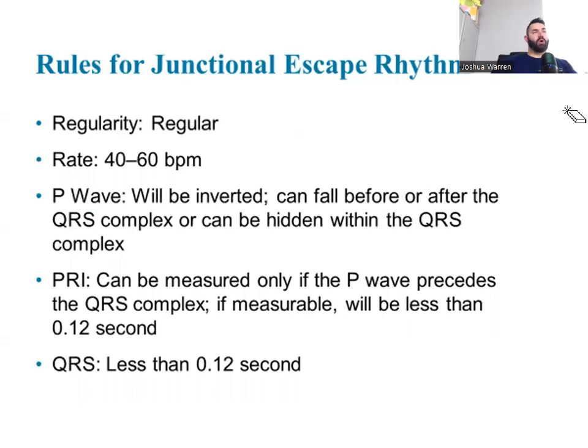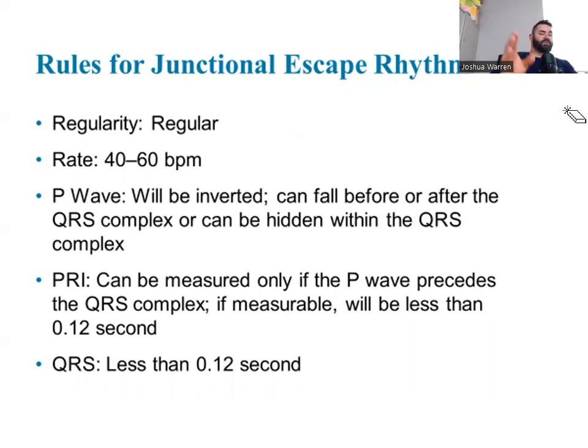Look, regularity. The junctional rhythms are regular. The rate for a junctional escape is 40 to 60. Now, this is very important: the differentiation you will have for junctional escape, accelerated junctional, and junctional tach is the rate. At 40 to 60 beats, you're looking at a junctional escape rhythm.